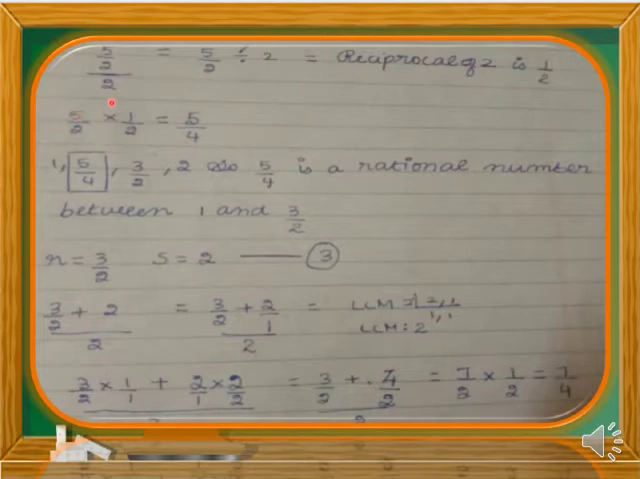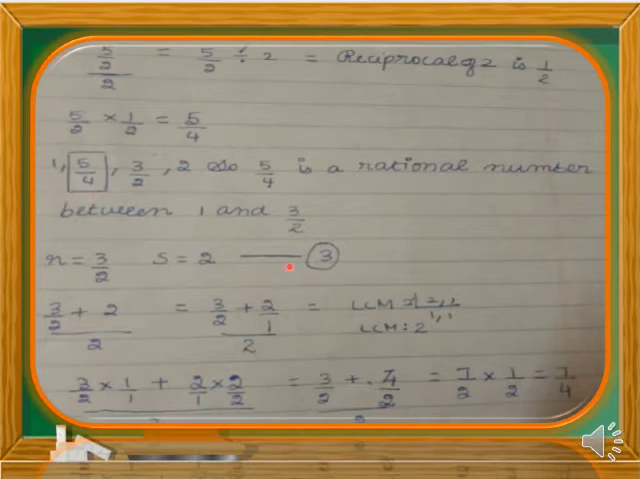So 5 by 1 is equal to 5, 2 into 2 is equal to 4. So 5 by 4 is another rational number between 1 and 2. So 5 by 4 is a rational number between 1 and 3 by 2, as we have taken R is equal to 1 and S is equal to 3 by 2. So between them 5 by 4 is the rational number. Thus I have given here 1, 3 by 2.